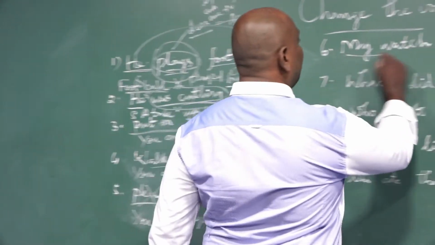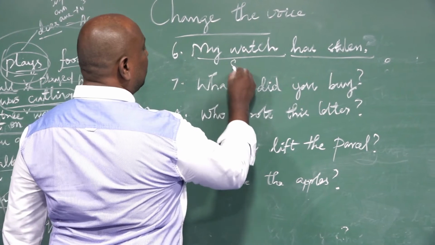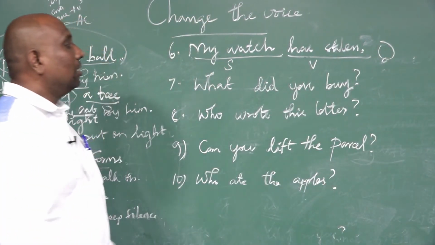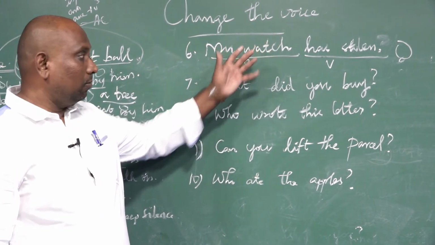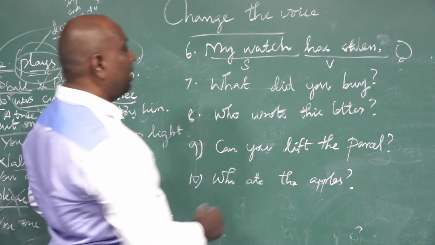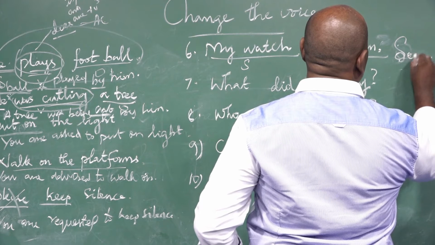Now look at this: my watch has been stolen. So this is the subject, this is the verb. But the object is not given. Why is it not given? Someone has stolen it, so we don't know exactly who stole that. So how do we write this? Here we have to write it as someone.